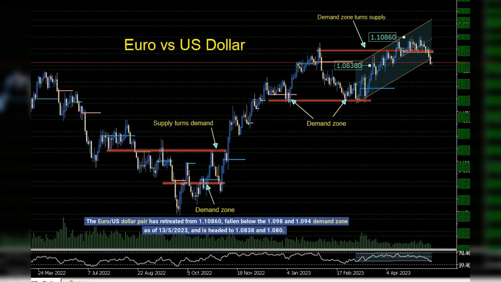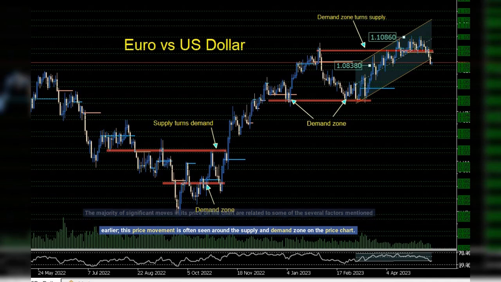The euro-US dollar pair has retreated from 1.10860, fallen below the 1.098 and 1.094 demand zone as of 13 May 2023, and is headed to 1.0838 and 1.080. The majority of significant moves in its price on the chart are related to some of the several factors mentioned earlier. This price movement is often seen around the supply and demand zone on the price chart.